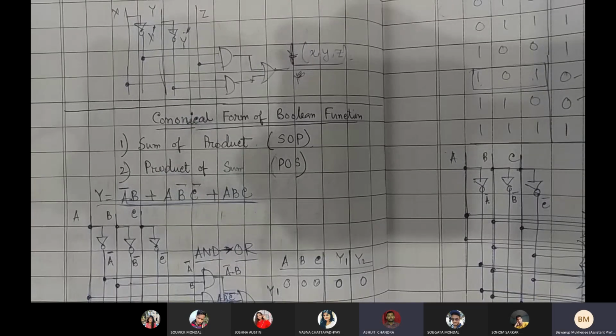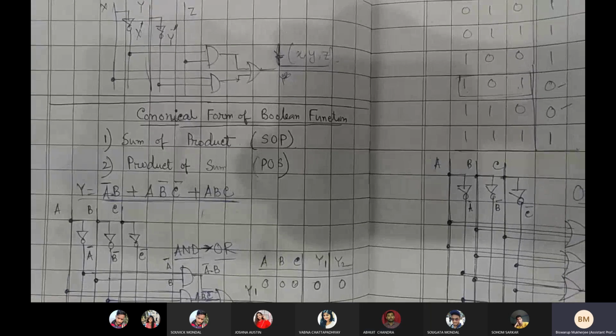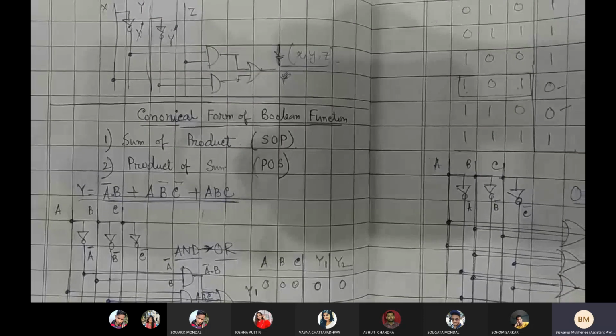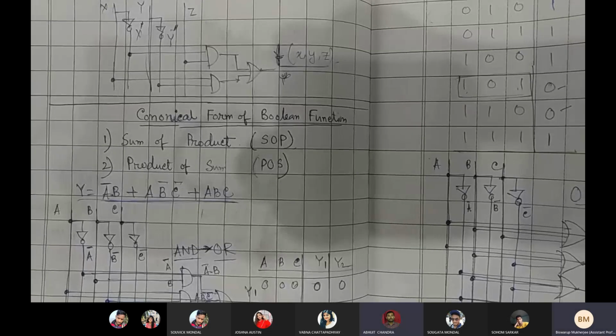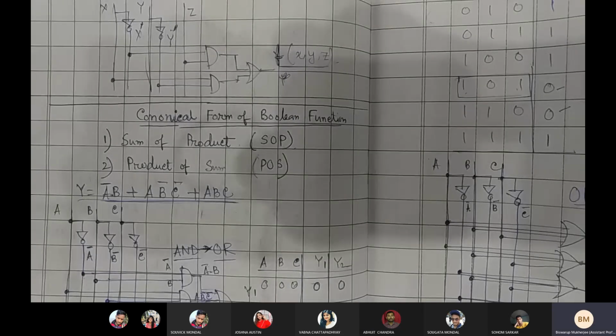Excuse me, sir. Which book should we refer to in this subject? There are many books. You can go for any book. You can go for Morris Mano. You can go for Tocci. You can go for Salivahanan. You can go for R.P. Jain. Many books are there.